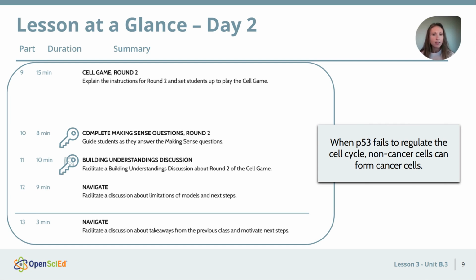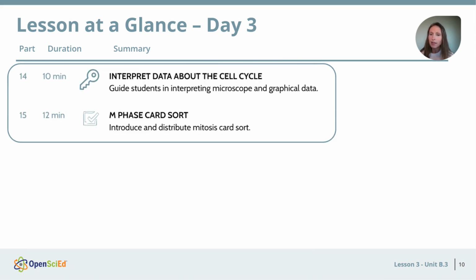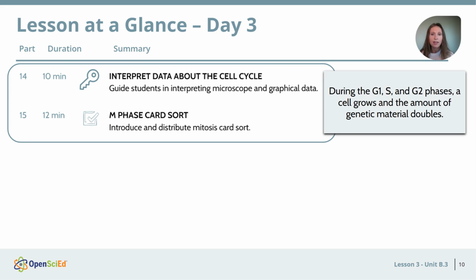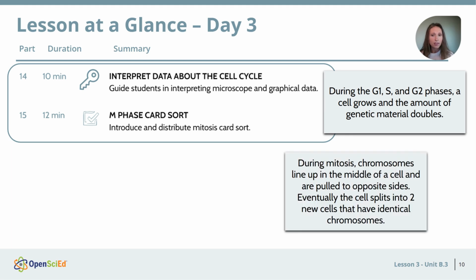At the end of the cell game, students are left wanting to know more about how the new cancer cells that are formed differ from the starting non-cancer cell. In the third part of Lesson 3, the class looks at and discusses 2 slides with data about the cell cycle. Then students work with a partner to put cards with different phases of mitosis in order. From these activities, they figure out that a cell grows in size and the genetic material doubles during the first phases of the cell cycle, and that mitosis is the part of the cell cycle where a cell goes through a series of organized steps that allow it to divide into 2 new cells with identical genetic material.